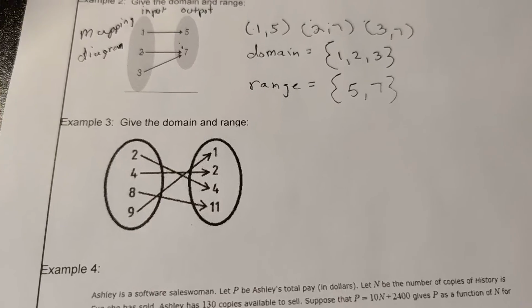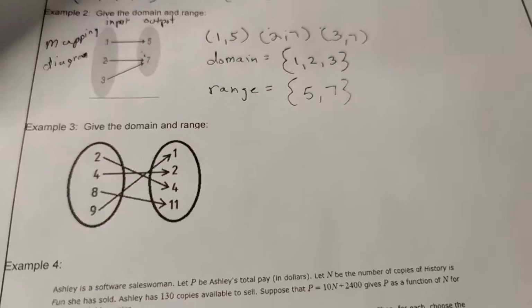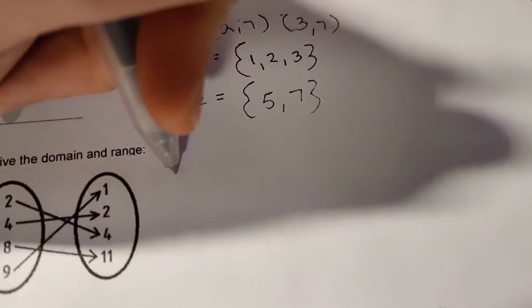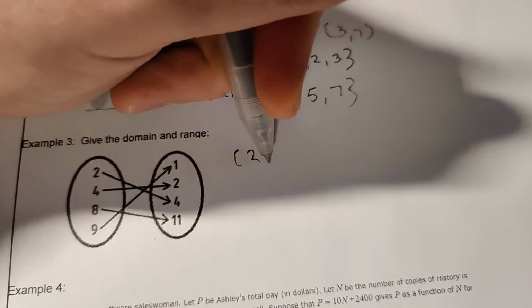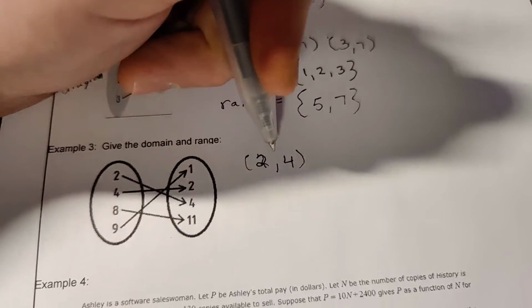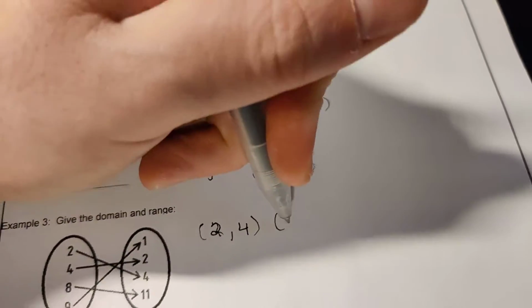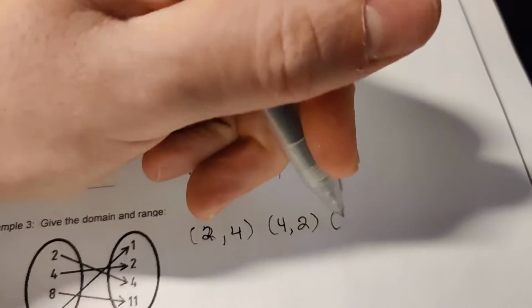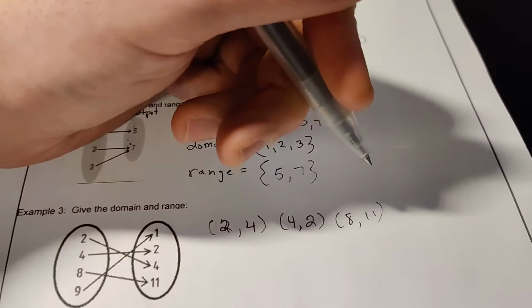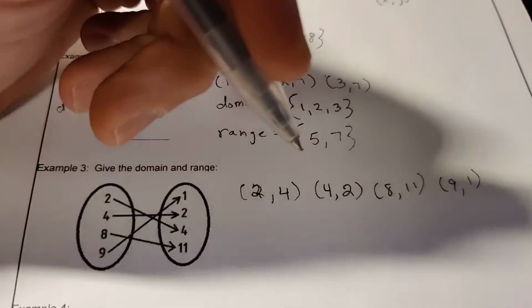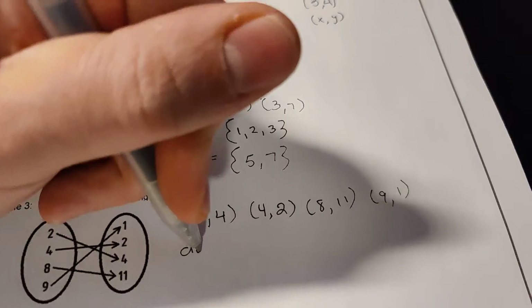Welcome back. All right, so what you should have done here is, like we did in example 2, write out a list of coordinates. Okay, so the coordinates we have are 2, 4, 4, 2, 8, 11, and lastly 9, 1. Okay. So now we're ready to write out the domain and range.